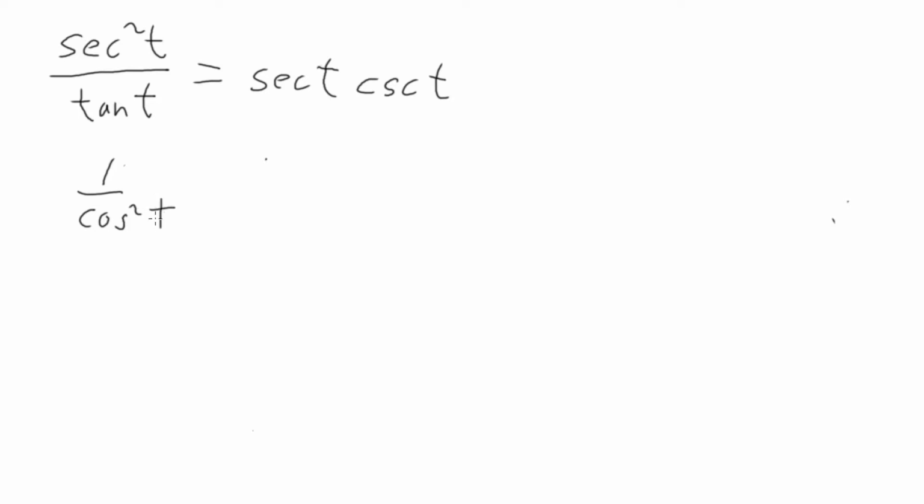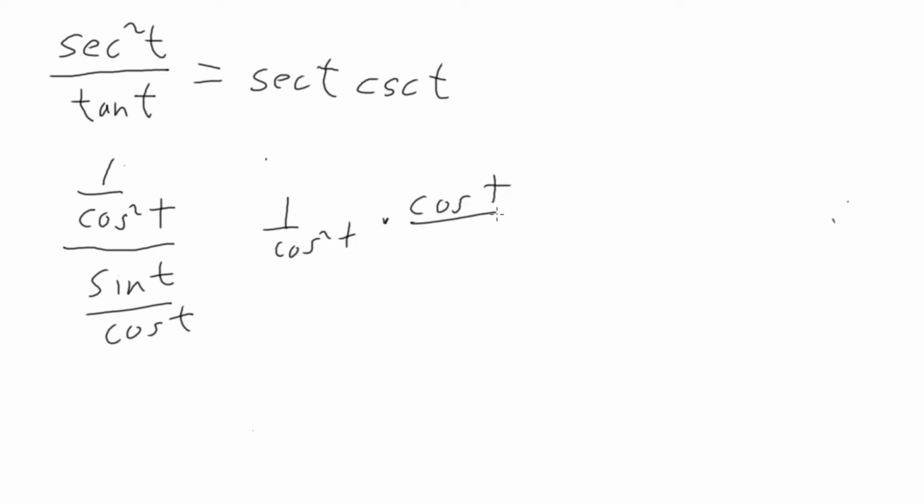It's the reciprocal. And the tan, you should know from basic trig, will be sine t over cosine t. Now, one way to simplify this is, since we're dividing by this fraction, we could invert and multiply. So I'll write the numerator again, times cosine t over sine t.